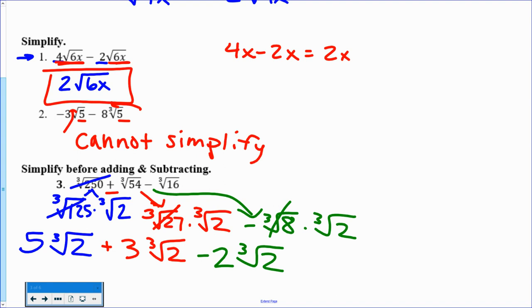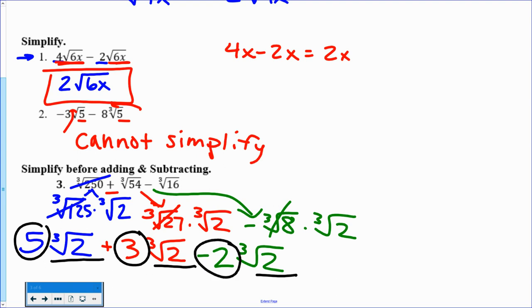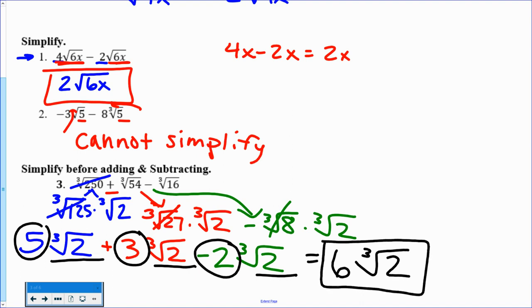Okay, so now when you look at these, they are all like radicals at this point because everything's a cube root of 2. So then I'm looking at taking 5 plus 3 would give me 8, minus 2 would give me 6 cube roots of 2 in my answer.